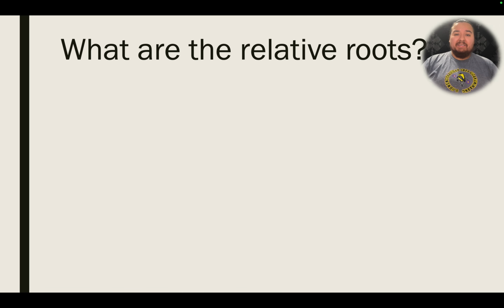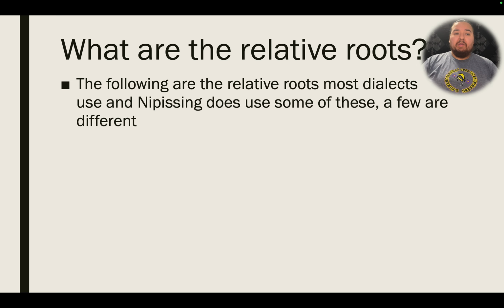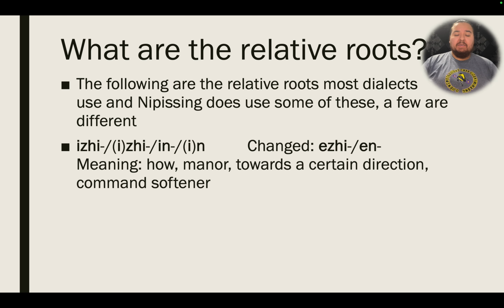So what are relative roots? The following are relative roots most dialects use, and Nipissing does use some of these, but a few are different. For example, we have ije, as in its prefix form, and in for its root word form. Its changed version is eje or en. When this relative root is used, we incorporate the translations either how, the manner, towards a certain direction, and it can also be used as a command softener.